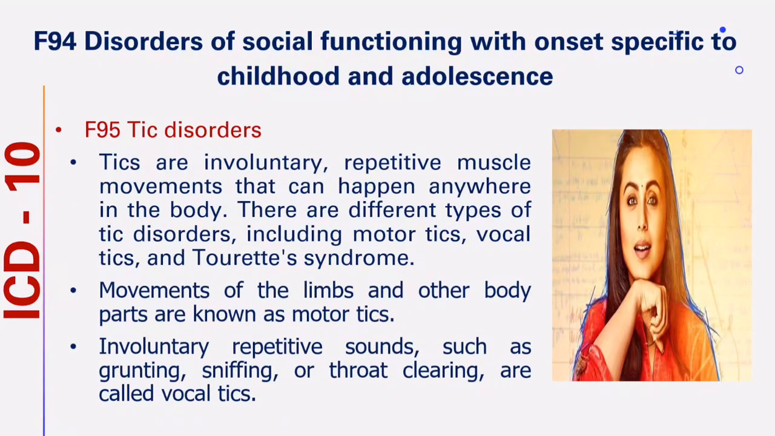Tic disorder. You can recognize by the picture what tics are. Tics are involuntary repeated muscle movements that can happen anywhere in the body. There are different types of tic disorder, including motor tics, vocal tics, and Tourette syndrome. Movements of the limbs and other body parts are known as motor tics. These movements are involuntary and repeated, and tics can be of vocal type also. For example, grunting, sniffing, or throat clearing are common vocal tics.